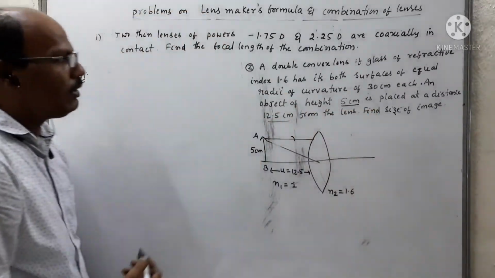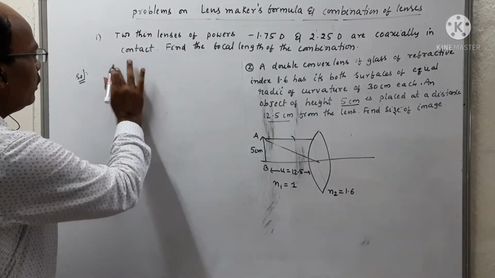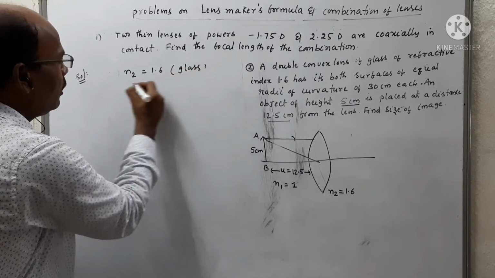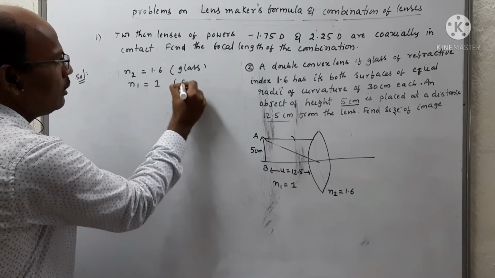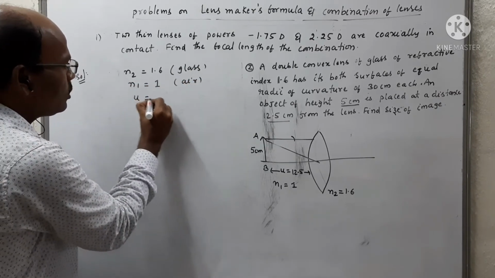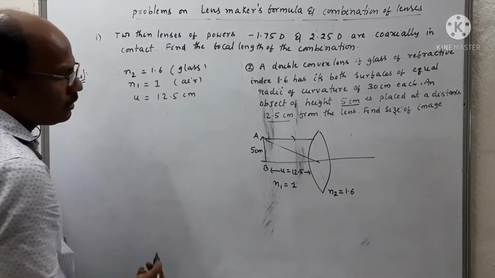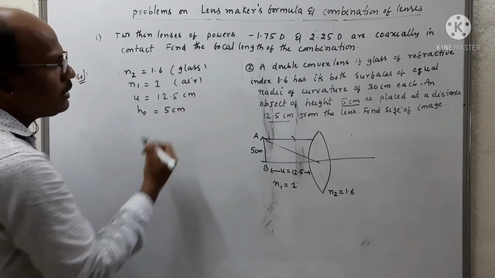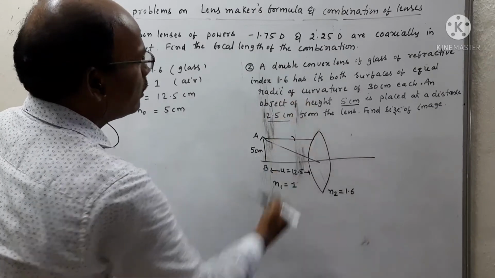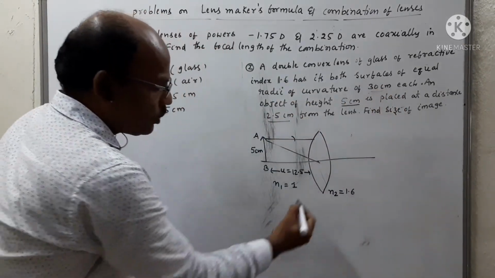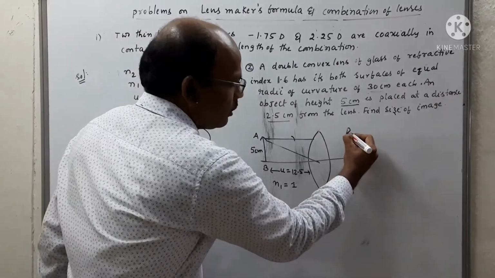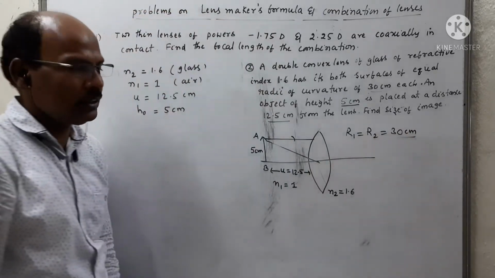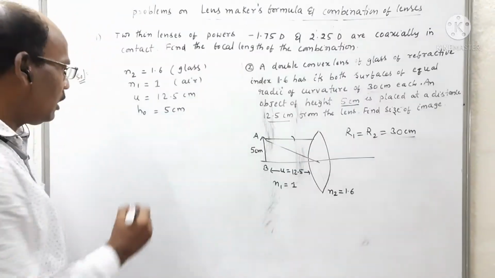So we can write the given data first. The refractive index N2 is equal to 1.6 for glass and N1 is equal to 1 for air. U is given as 12.5 centimeters and the height of the object h1 is given as 5 centimeters, and the radii of curvature are equal. So this is a biconvex lens. So R1 is equal to R2 is equal to 30 centimeters. We apply the sign convention.